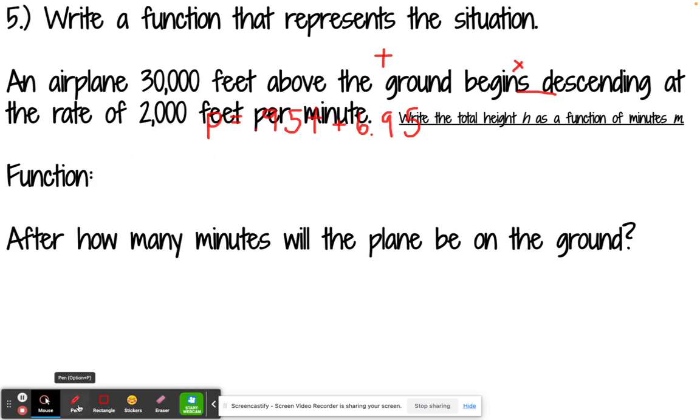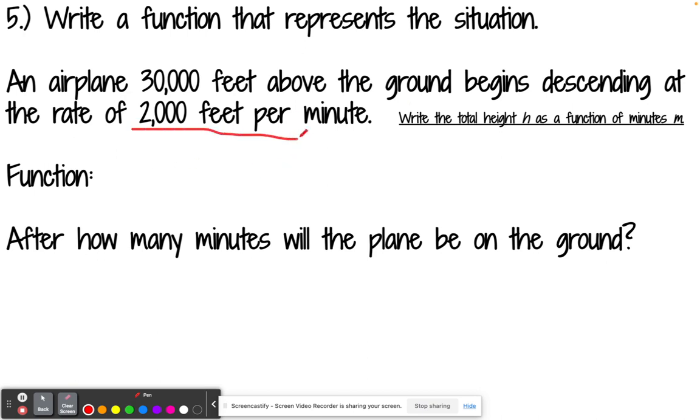I forgot to clear my screen. Okay, here I have a situation. I have an airplane and it's 30,000 feet above the ground. So that's where it's starting from. It's starting from 30,000 feet above the ground. It's descending at a rate of 2,000 feet per minute. Well, descending means it's going down, going down 2,000 feet per minute.